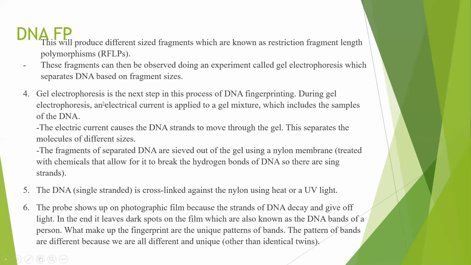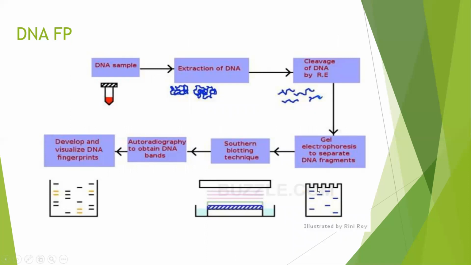Gel electrophoresis is the next step in this process of DNA fingerprinting. During gel electrophoresis, an electrical current is applied to a gel mixture, which includes the samples of the DNA. Look at here. This is the agarose gel electrophoresis. The samples are loaded into the wells. Okay, do you understand?